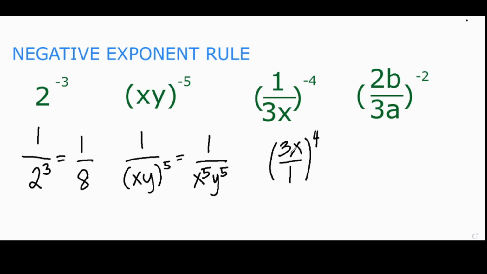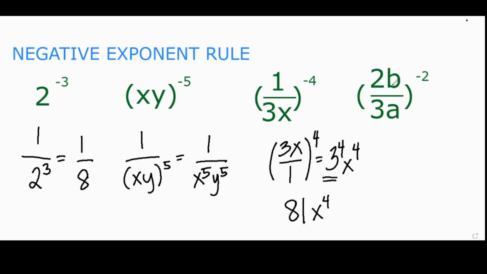Now, all I need to do is distribute 4 by following the power rule. I will get 3 raised to 4, x raised to 4, because I multiplied 4 times 1 for the exponent of x, and that will also give me a 4. Now, I have to simplify 3 raised to 4, and that will give me an answer of 81 x raised to 4. Now, let's move to our last example.